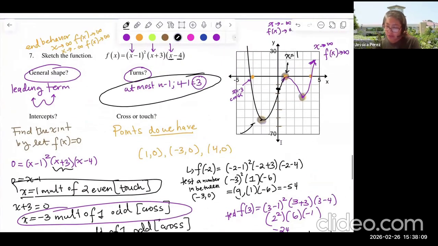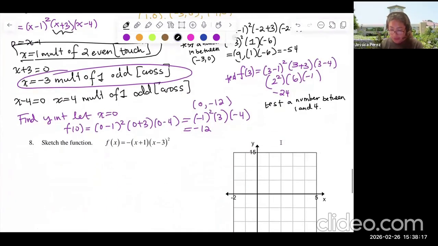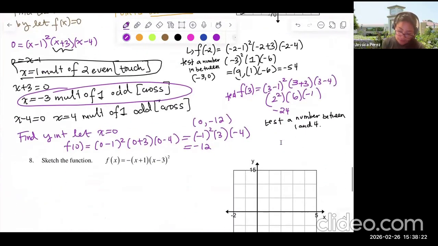So then when we are sketching, we still are going to have to use some test points. Alrighty, let's look at number 8. We are going to do the same thing. We're going to say, okay, well, what's the general shape? We'll start with what's the general shape?